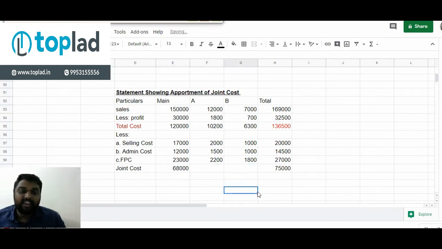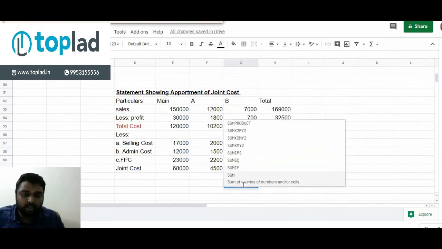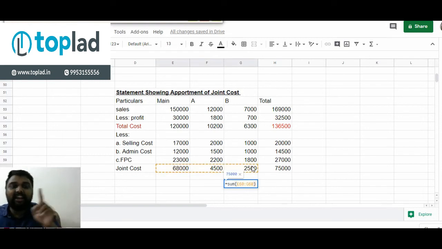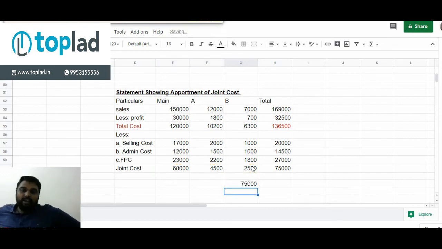See, we can counter check whether our answer is correct or not. How? The sum total of all these columns has to come as 75,000. Are you ready? It comes as 75,000. That means your answer is correct. Okay, so you can copy the question and complete it.